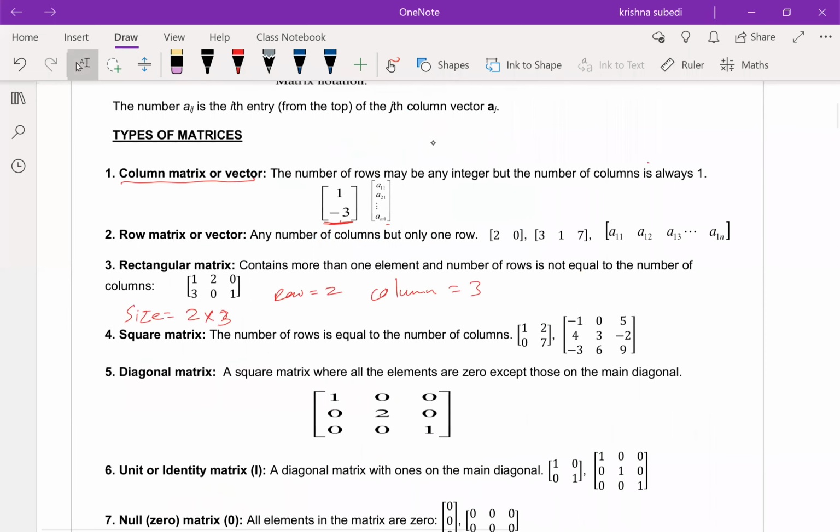Square matrix, by this word you already figure out what a square matrix is, right? The number of rows and the number of columns are equal. For example, the first one is a 2 by 2 matrix, and the second one is a 3 by 3 matrix. So they are square matrices. Diagonal matrix means only the diagonal is non-zero. Except for the diagonal, everything is 0. We call it a diagonal matrix.